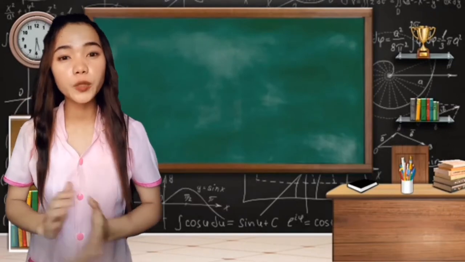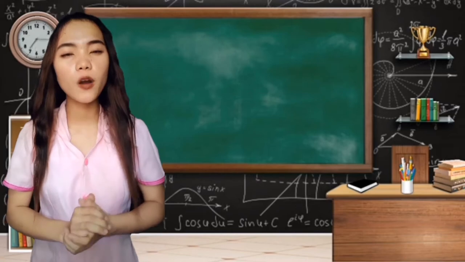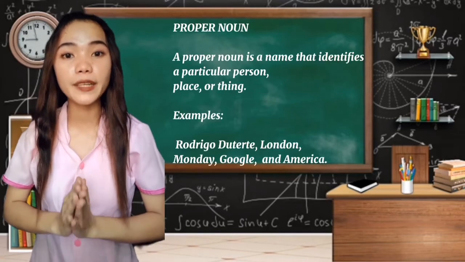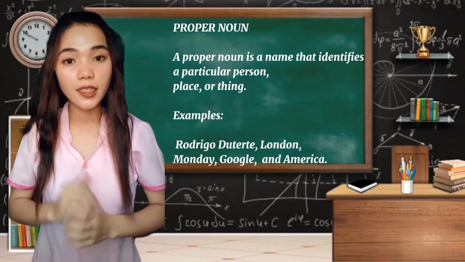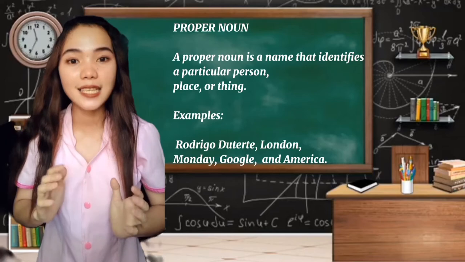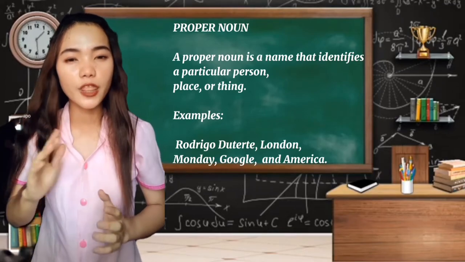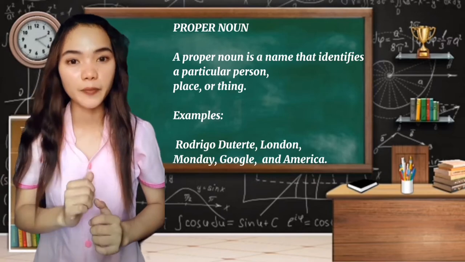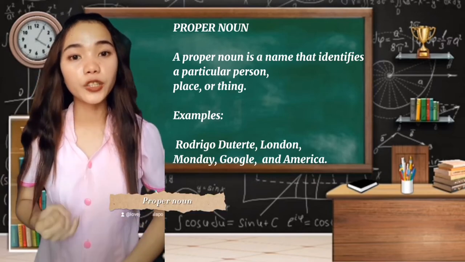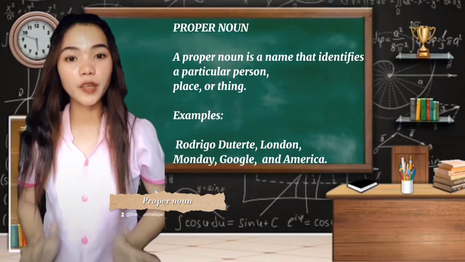Nouns fall into different categories, so there are different types of nouns. The first one is the proper noun. A proper noun is a name that identifies a particular person, place, thing, or idea. A proper noun is always capitalized in English no matter where it falls in a sentence, because these are nouns with a specific name. Here are examples of proper nouns: Rodrigo Duterte, London, Monday, and Google.